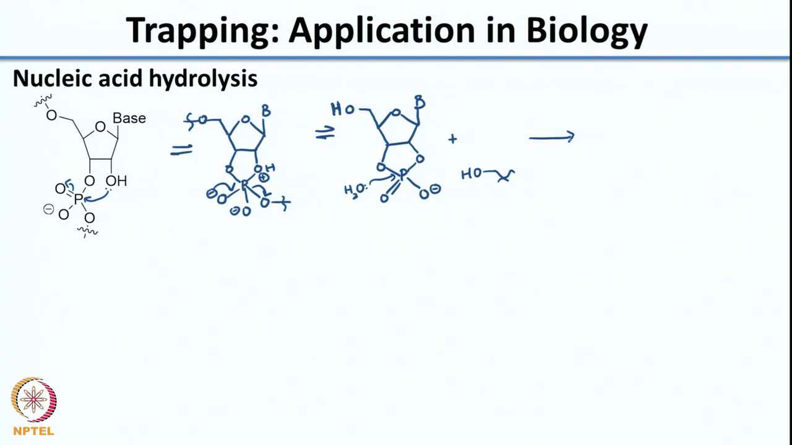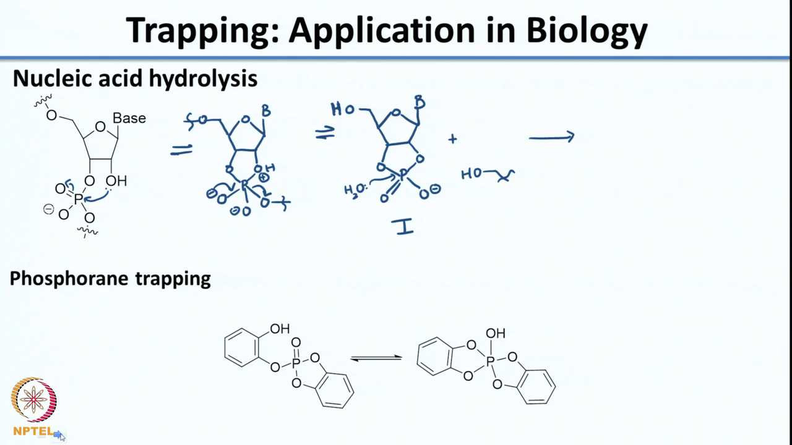Now, what is the proof that you have this intermediate forming, this sort of a cyclic intermediate? Now, in order to prove that, a clever experiment that was done was where a model system was used to understand nucleic acid hydrolysis. Now in the RNA, you have this OH group at the 2 position, which helps in formation of this cyclic intermediate. So to mimic that, the model system that was chosen had an OH group right next to the phosphoester here. So you have this OH group right next to the ester linkage.